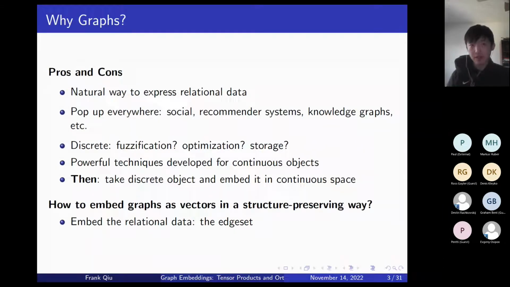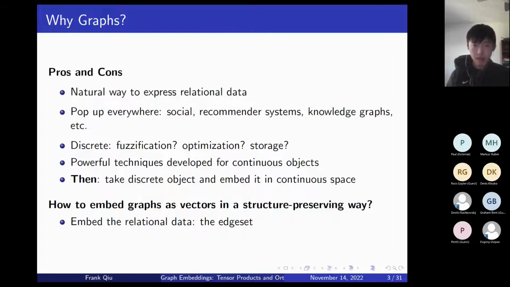So before we get into it, why graphs? Why are we interested in embedding these things, and why do we even need to embed them in the first place? Well, first of all, among many other reasons, graphs are a natural way to express relational data. You know, how entity A relates to entity B, and they pop up everywhere: social networks, recommender systems, knowledge graphs, tracking disease. So in a variety of applications, they're at the forefront.